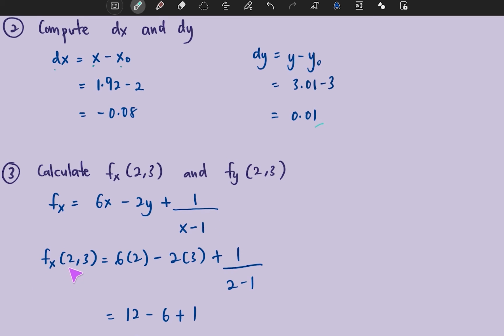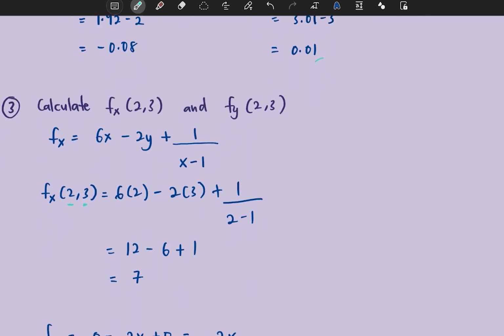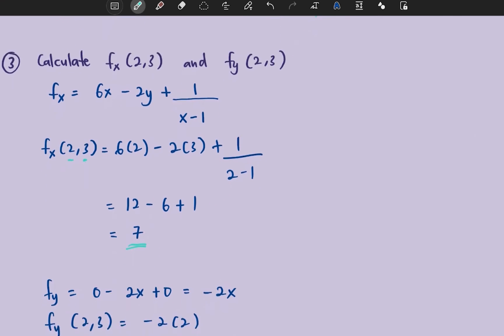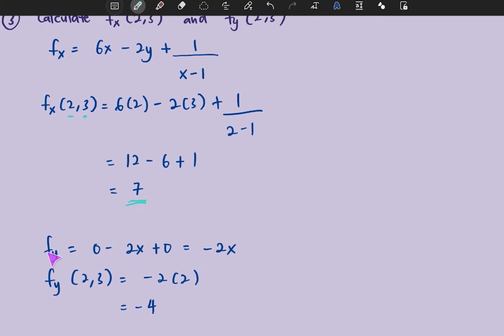Next, just substitute the values, 2 for x and 3 for y. After calculating, we have fx(2,3) is equal to 7. And then next, compute fy.